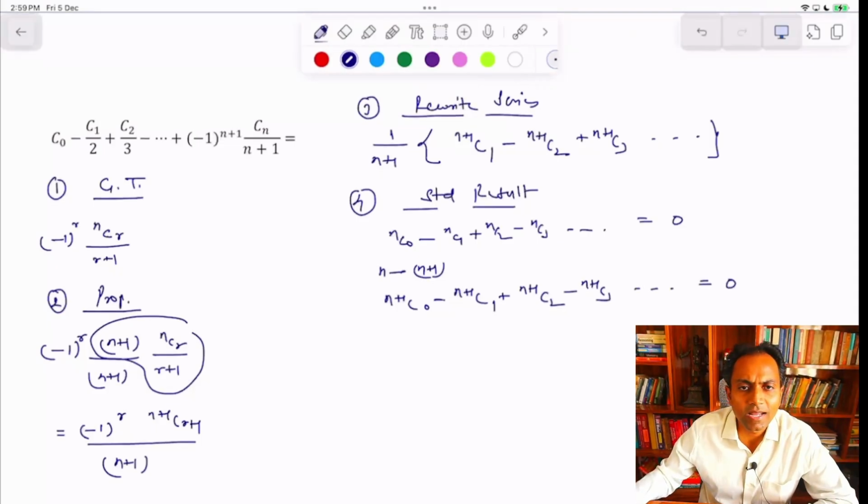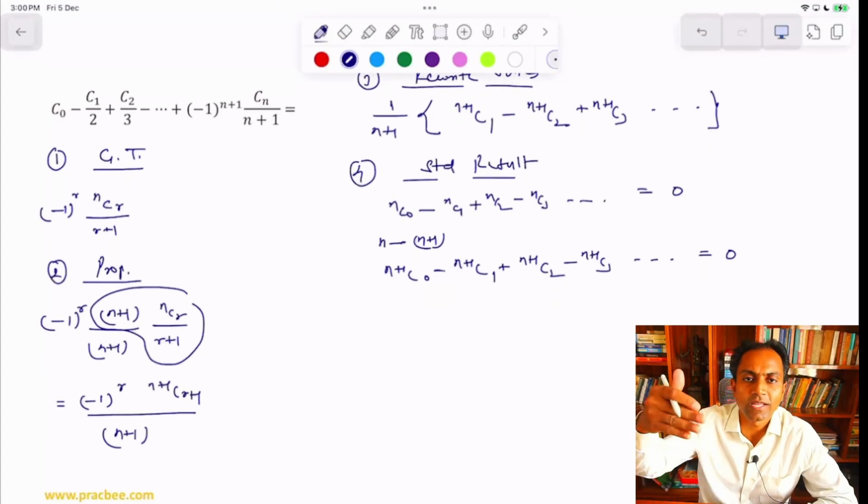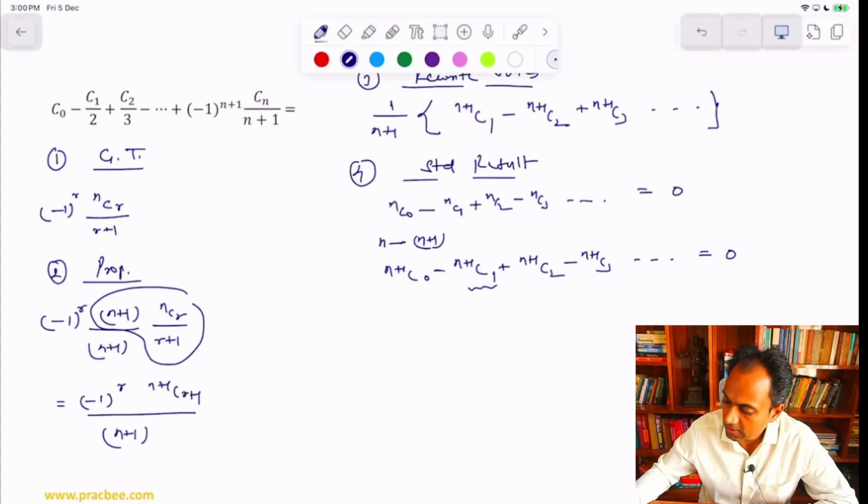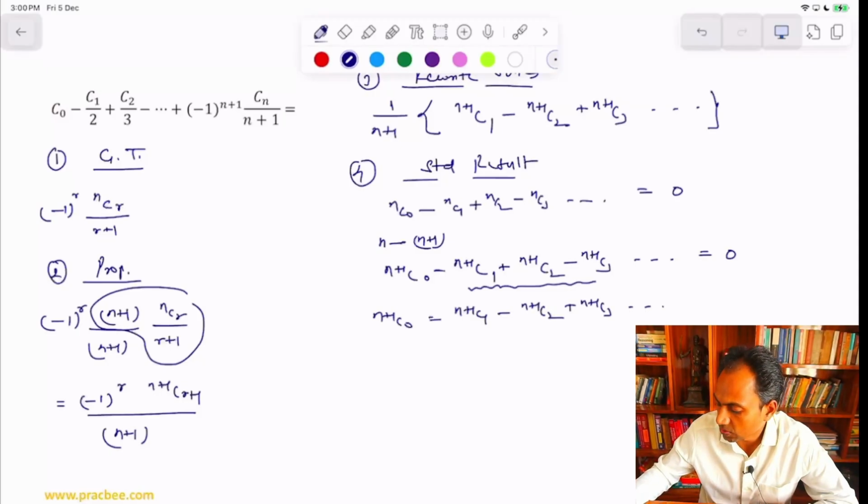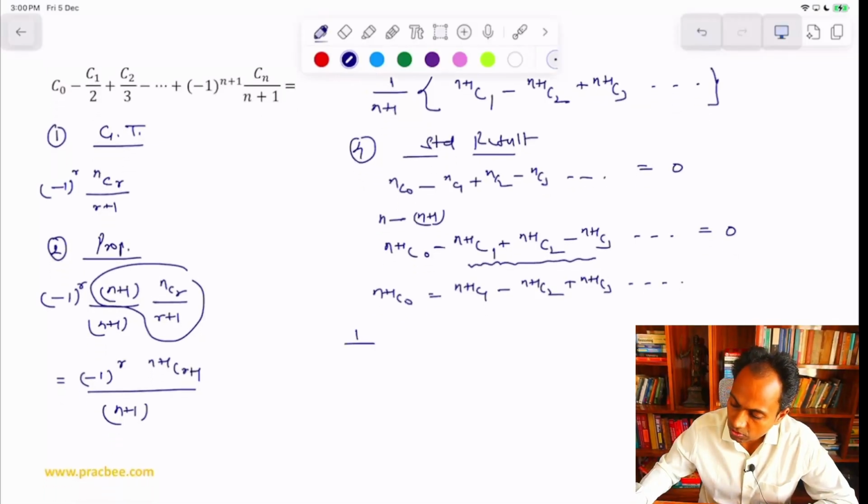Now we can see that I don't want the whole series. My series starts with n plus 1 C1. So these terms I will take on the other side. So it becomes n plus 1 C0 is equal to n plus 1 C1 minus n plus 1 C2 plus n plus 1 C3, so on and so forth. So we have got our answer. So my answer to this question becomes 1 upon n plus 1 C0. That is 1 upon n plus 1.